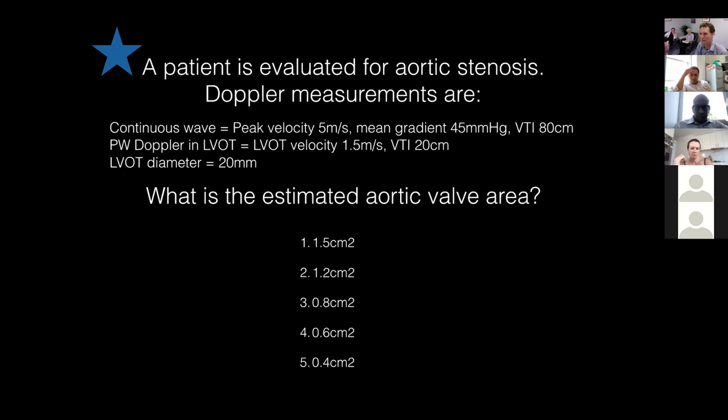In the interest of time, I might just skip over this, but if you're doing the ASE exams, we've put one like this in the DDU exam before. We might give you a whole bunch of information and ask you to make the equation. So here, if I've given you the peak velocity, the mean gradient, the VTI, the pulse wave Doppler LVOT velocity, and the VTI and LVOT diameter, what is the estimated aortic valve area?